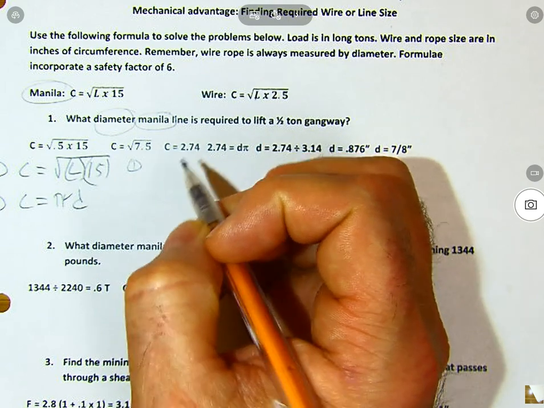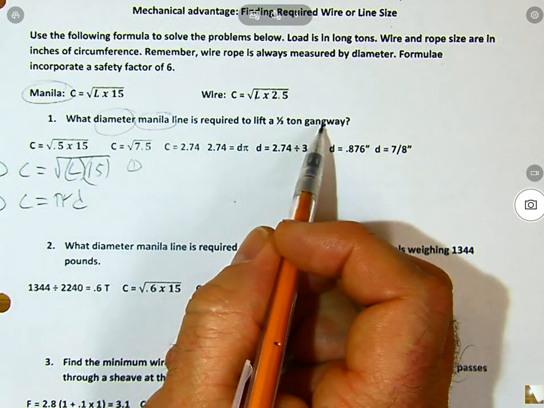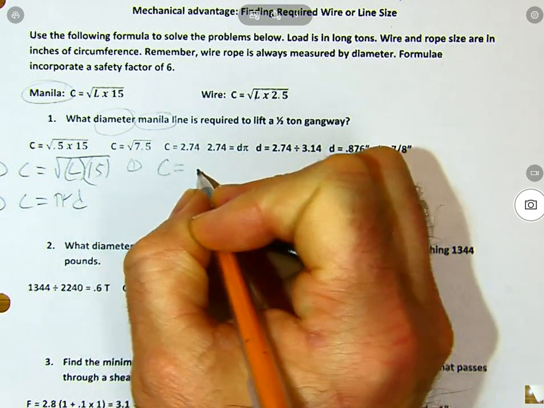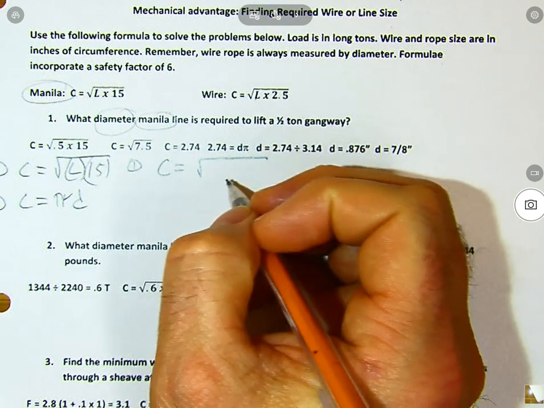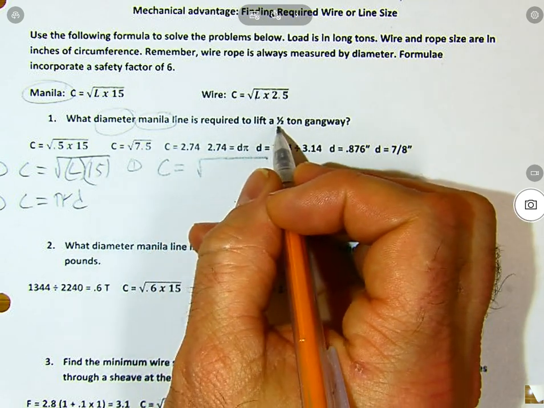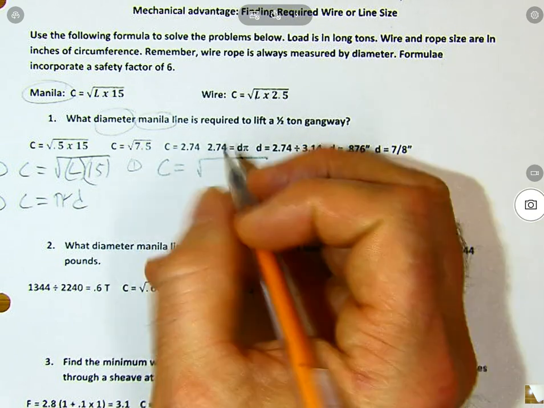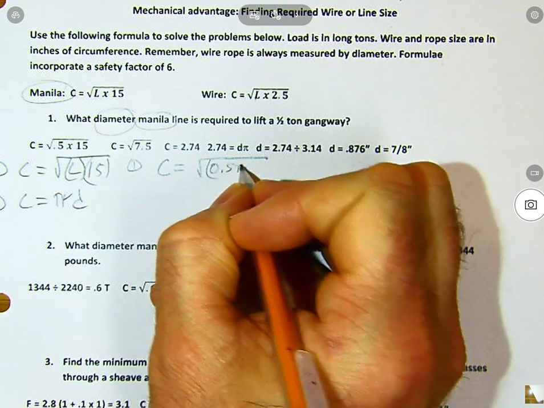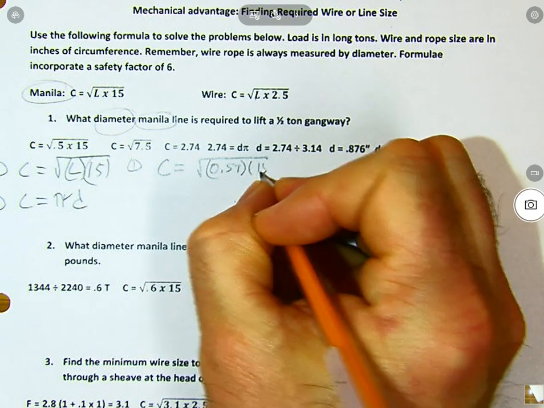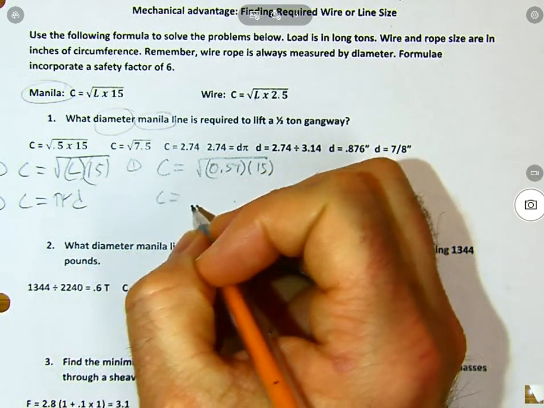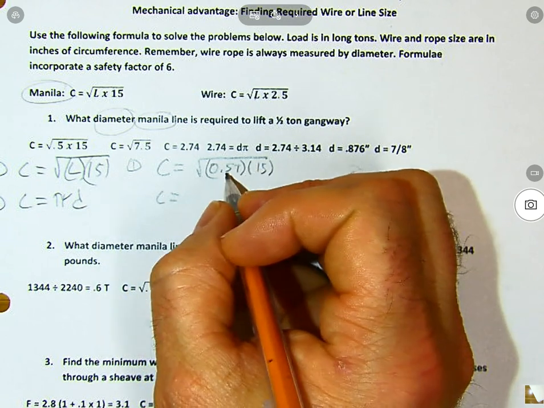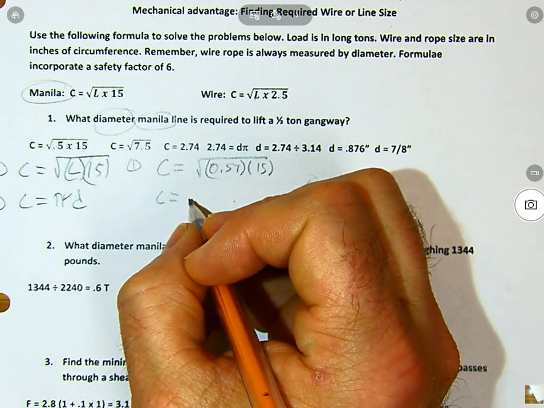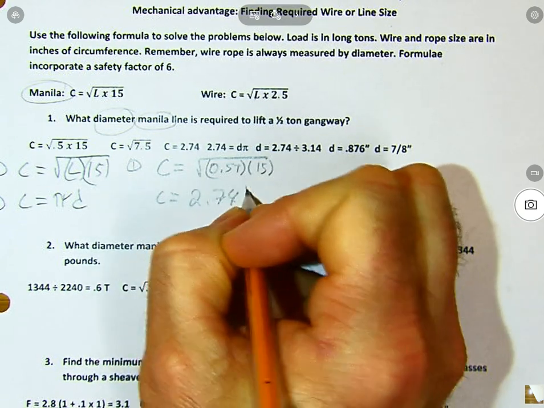What diameter line is required to lift a half-ton gangway? We're going to start off here. The circumference is going to equal the square root of, what's our load, a half-ton, so that's 0.5 tons times 15. If we do all that, 0.5 times 15 and then take the square root of that, we get a circumference of 2.74 inches.